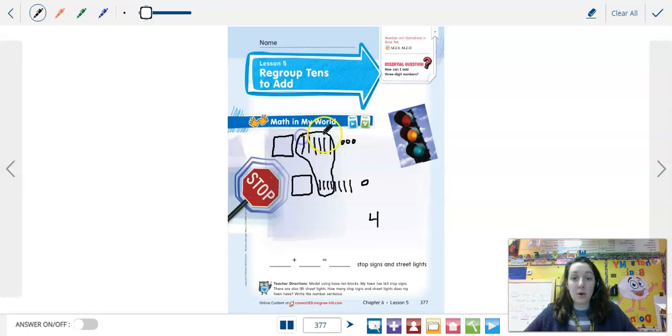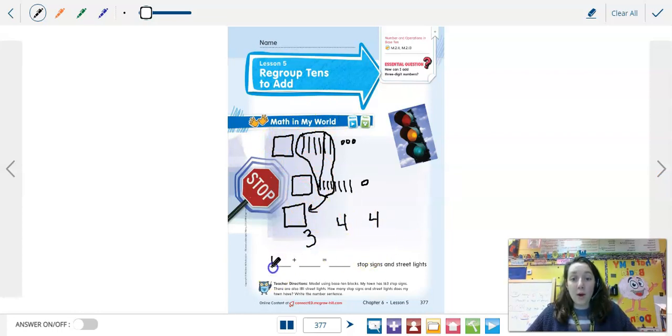Okay, so I'm going to cross that out and make it a square, a 100 flat in this case. And then I'm left with 1, 2, 3, 4. Remember, we can't forget anything that's left over anytime we regroup. Sometimes you won't have anything left over and it would be a 0, but you can't forget it. And now I have 1, 2, 3 hundreds.